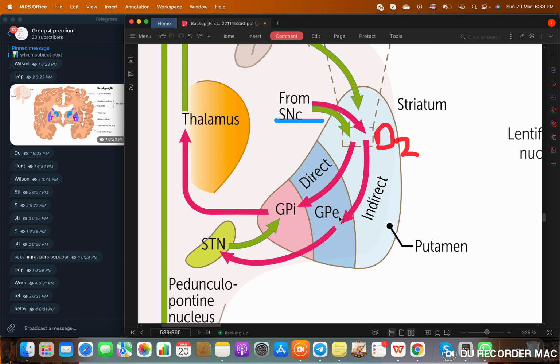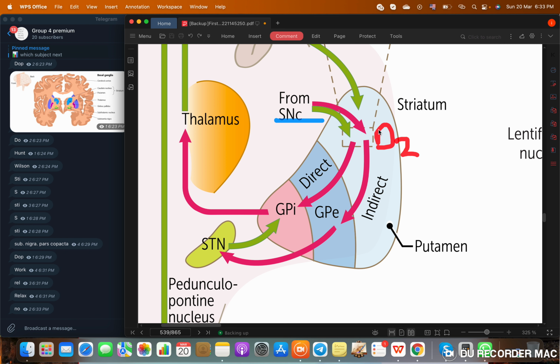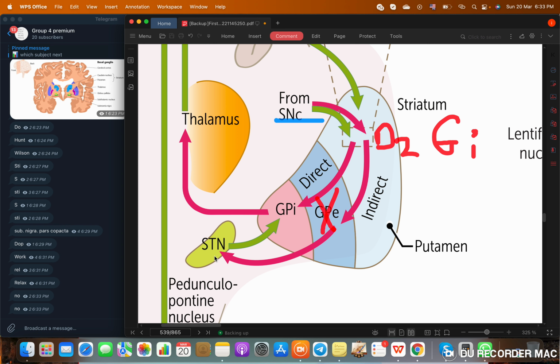So, can the Globus Pallidus externus inhibit the subthalamic nucleus? Yes or no? Okay, let me repeat that. You are right, but let me repeat that. The D2 receptor is coupled to Gi, which is inhibitory. Now it's inhibiting the Globus Pallidus externus. So this is gone. It's knocked out. So, can it produce the inhibitory neurotransmitter? The answer is no, it cannot.